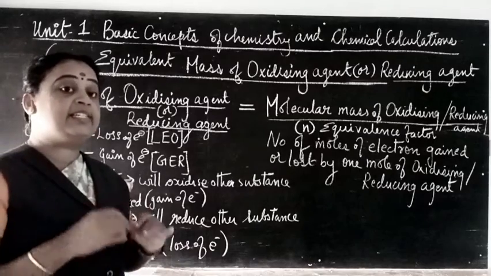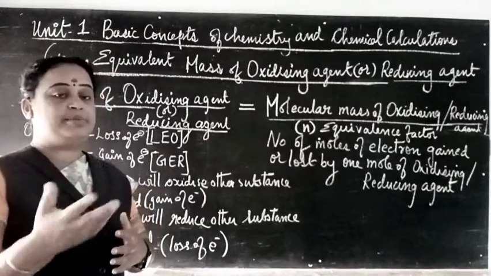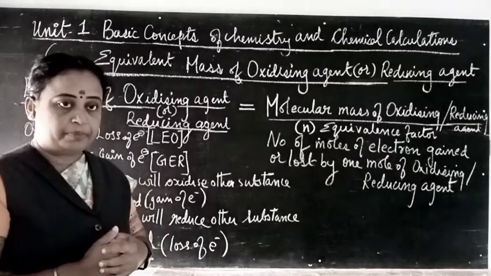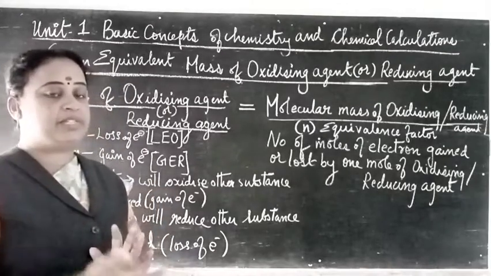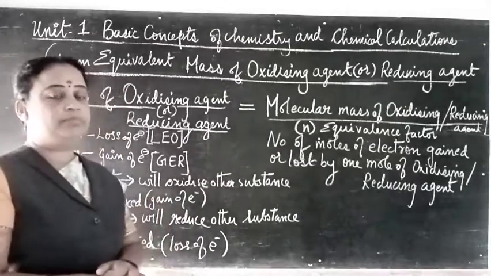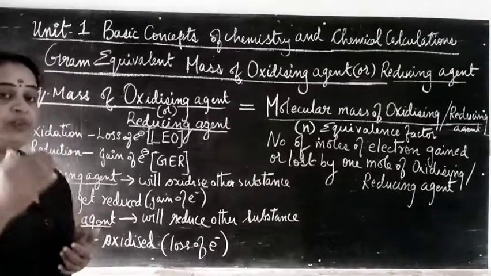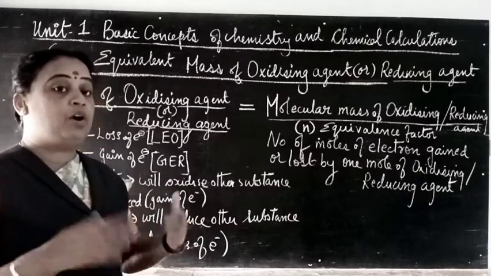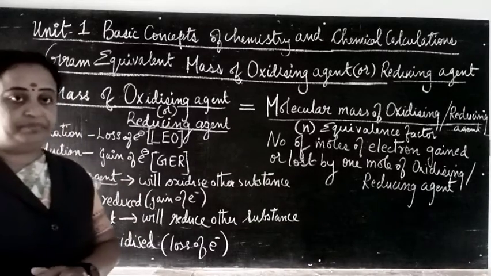Oxidizing agent is a substance which oxidizes other substances, and at the same time it will get reduced. I repeat, oxidizing agent is a substance which will oxidize other substances, and this oxidizing agent itself will get reduced. Similarly, reducing agent is a substance which will reduce other substances, and reducing agent itself will get oxidized. So these two terms are just opposite in their function.